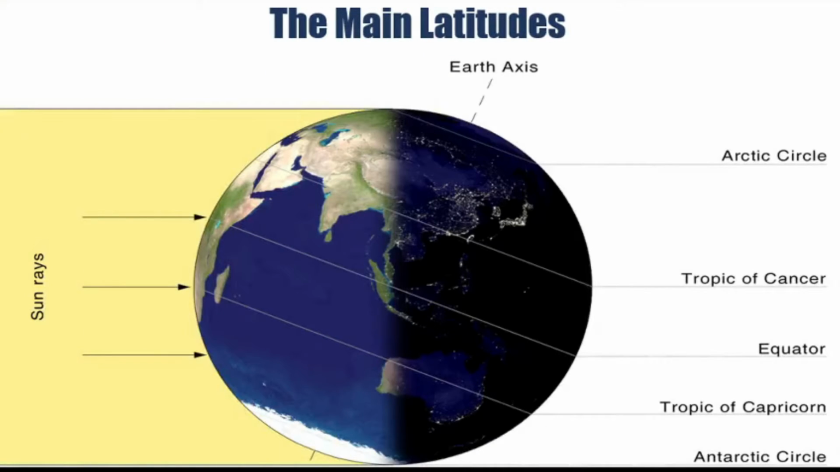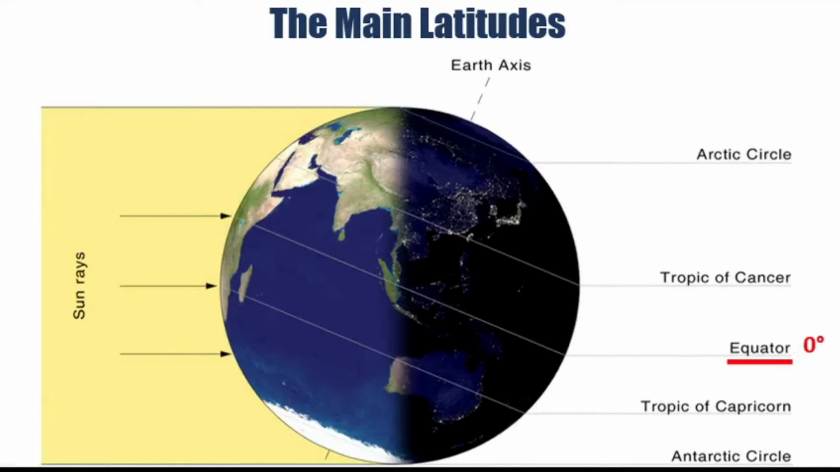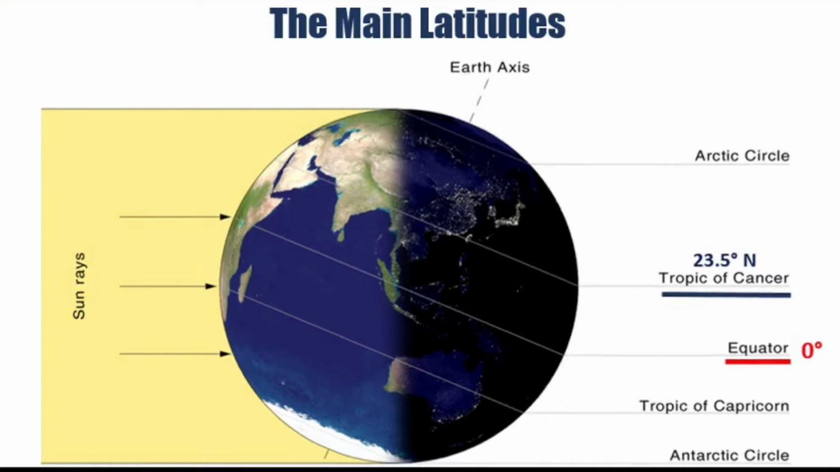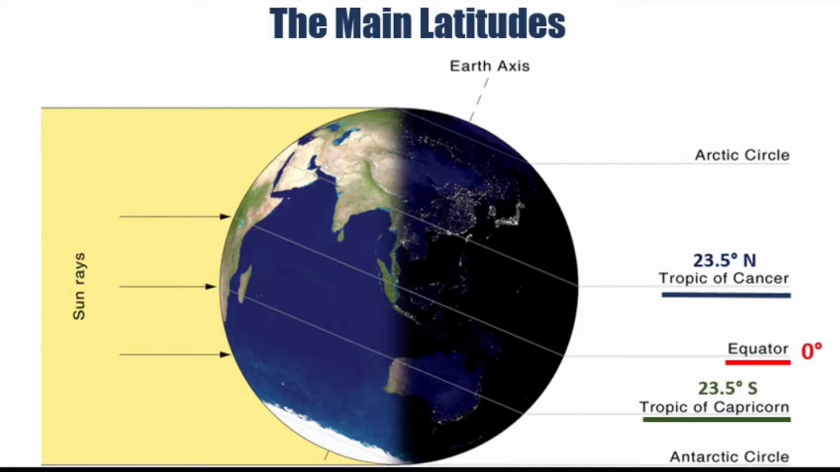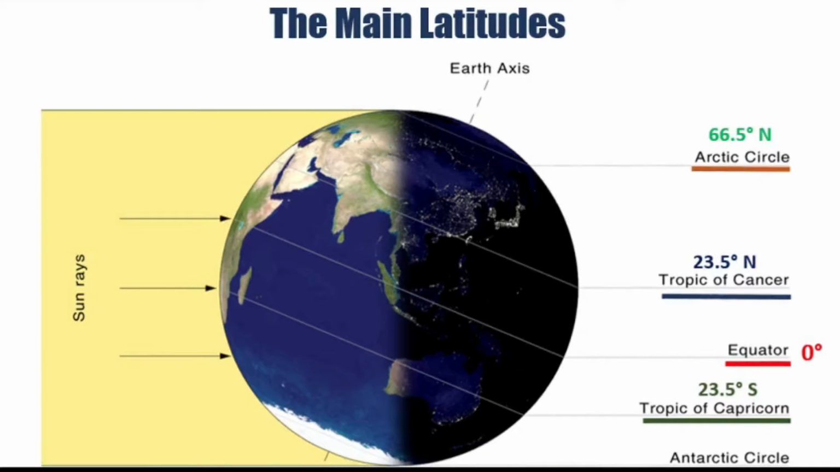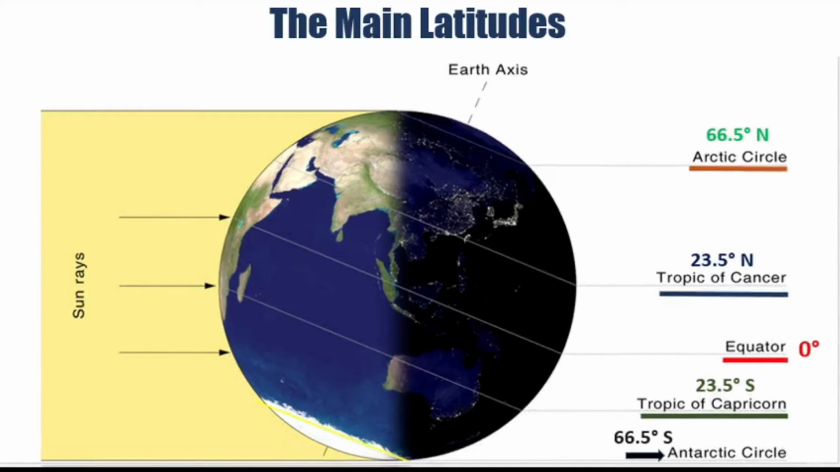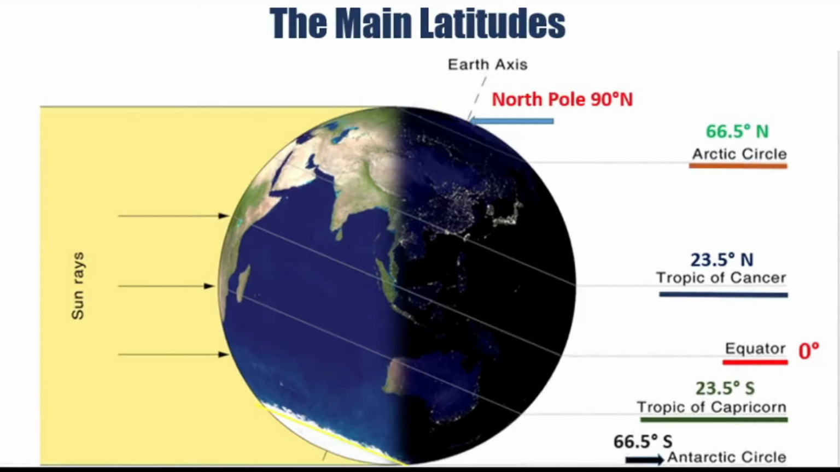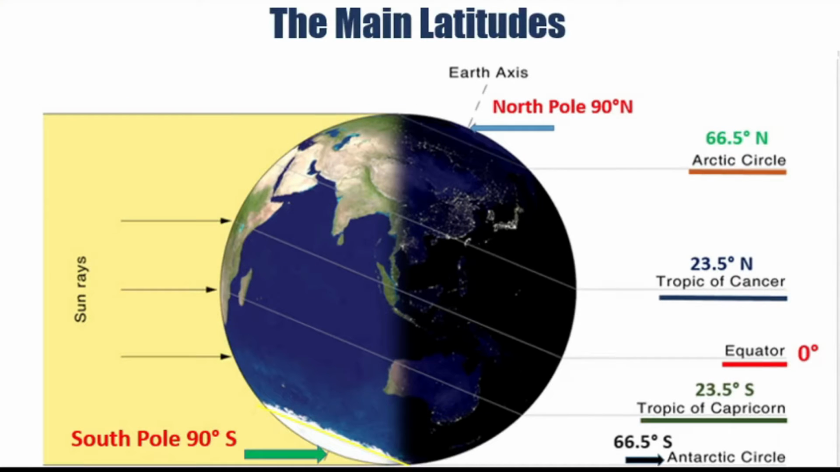Look at this geographical globe here. The imaginary line drawn at 0 degrees is the equator. The line drawn at 23½ degrees north is called Tropic of Cancer. The line drawn at 23½ degrees south is called Tropic of Capricorn. The line drawn at 66½ degrees north is called Arctic Circle. The line drawn at 66½ degrees south is called Antarctic Circle. The point which is drawn at 90 degrees north is called North Pole. The point which is drawn at 90 degrees south is called the South Pole.